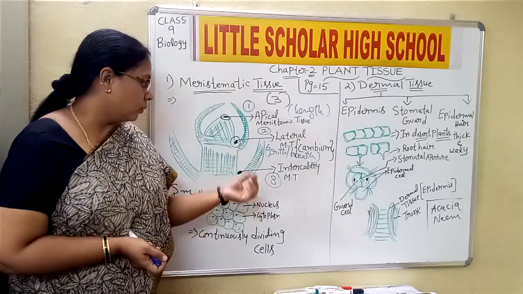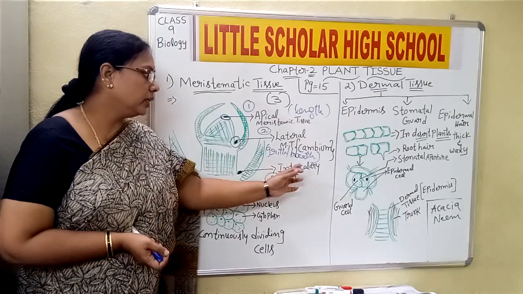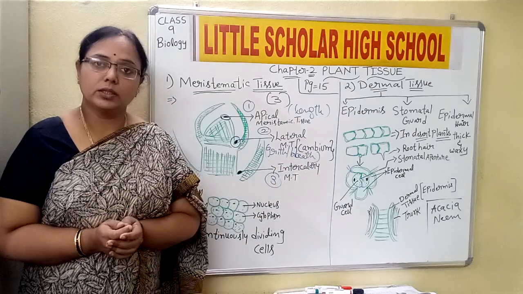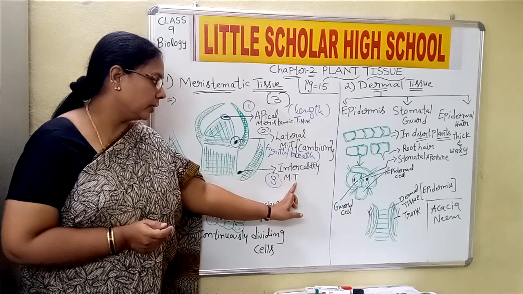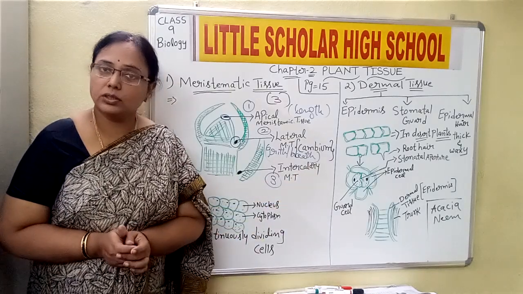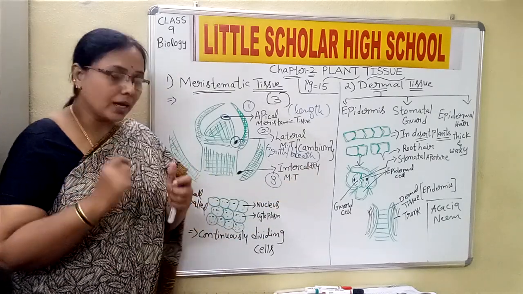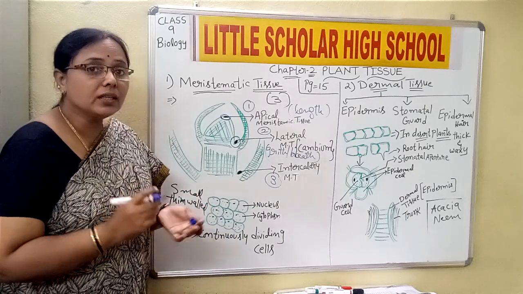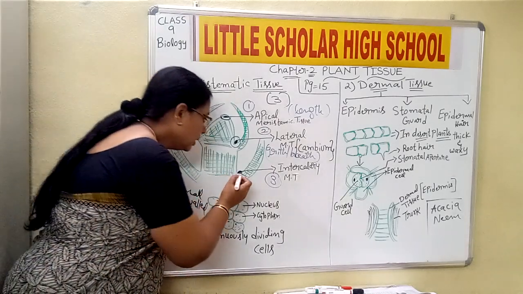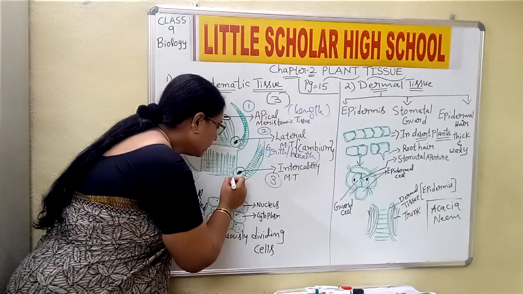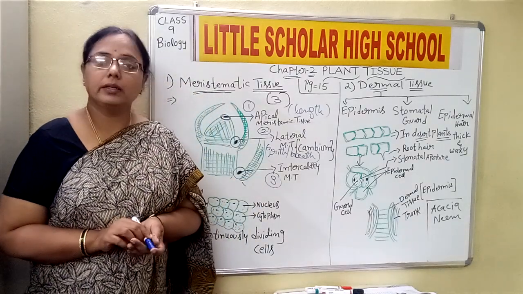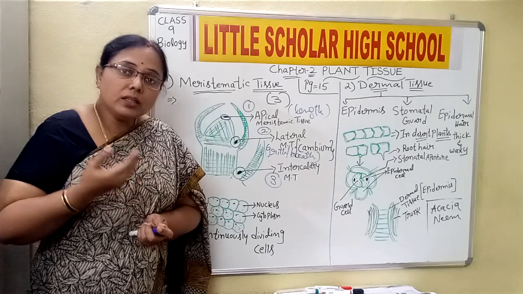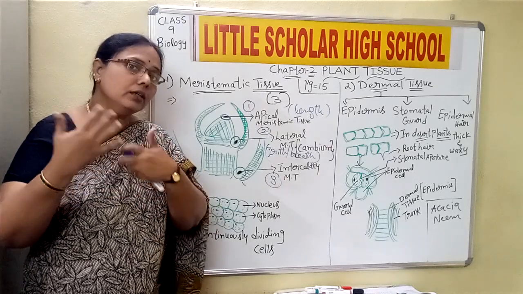Okay children, now let us come to the third one, that is intercalary meristematic tissue. And where do you find these tissues? These tissues are present in between the layers of the other tissues.